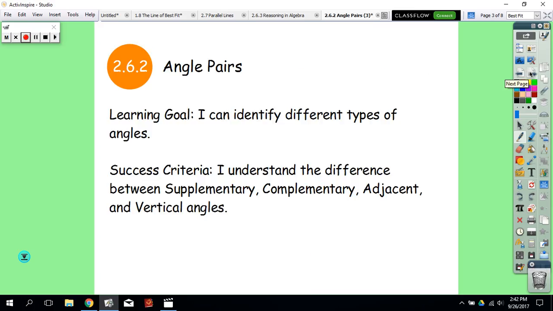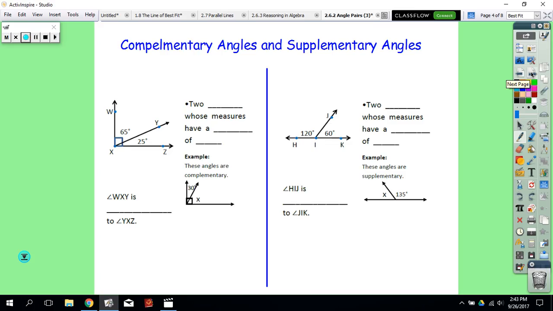All right, go ahead and pause if you need so that you can write down the section, the title, and the learning goal. All right. So the success criteria is that we want to be able to differentiate between supplementary, complementary, adjacent, and vertical angles. There's our vertical angles again. We've been talking about it a while. All right. So you should have a note sheet. If you need to pause to pass out the note sheet, go ahead.